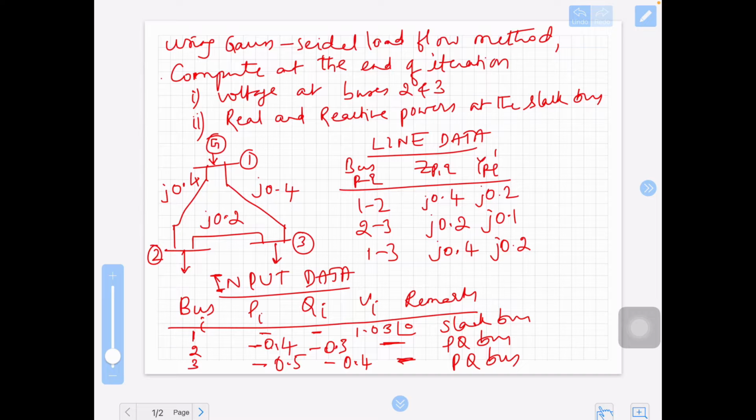Hi everyone, in this video I will be explaining the Gauss Seidel method load flow analysis problem. Let us consider a problem to find the solution. In this slide I will be showing you the problem.